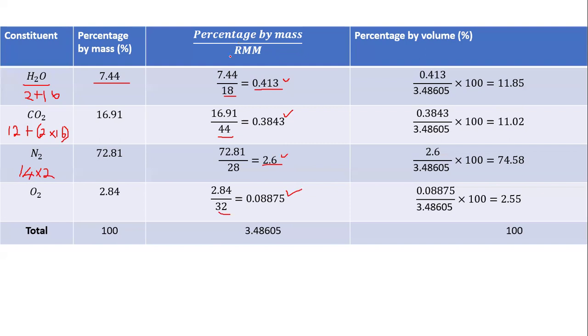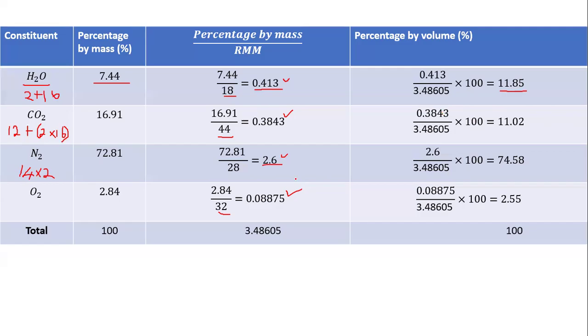We've already used the relative molecular mass relating now to the volume, meaning this total I have, I can now start expressing this as a percentage in volume. Meaning this answer I have, divided by the total, will give me the percentage of water vapor that I have in the products of combustion. So I have 0.413 divided by 3.48605 times 100. Can you see my answer? 11.85%.